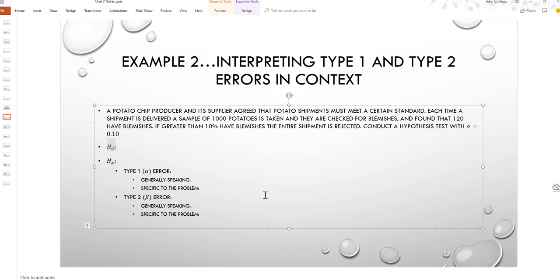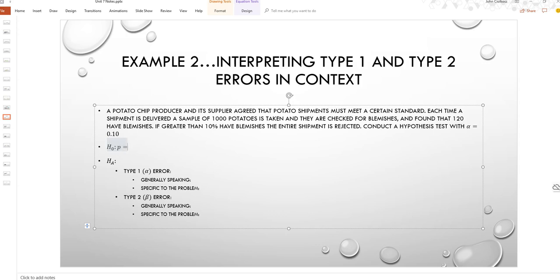So, right now, what are we dealing with, means or proportions? Hopefully you thought proportions, right? Because we see this is a little more typical of a problem, right? So we're given the number of successes, or the number of blemishes in this case, is 120, and our sample size is 1,000. So we're dealing with a proportion.